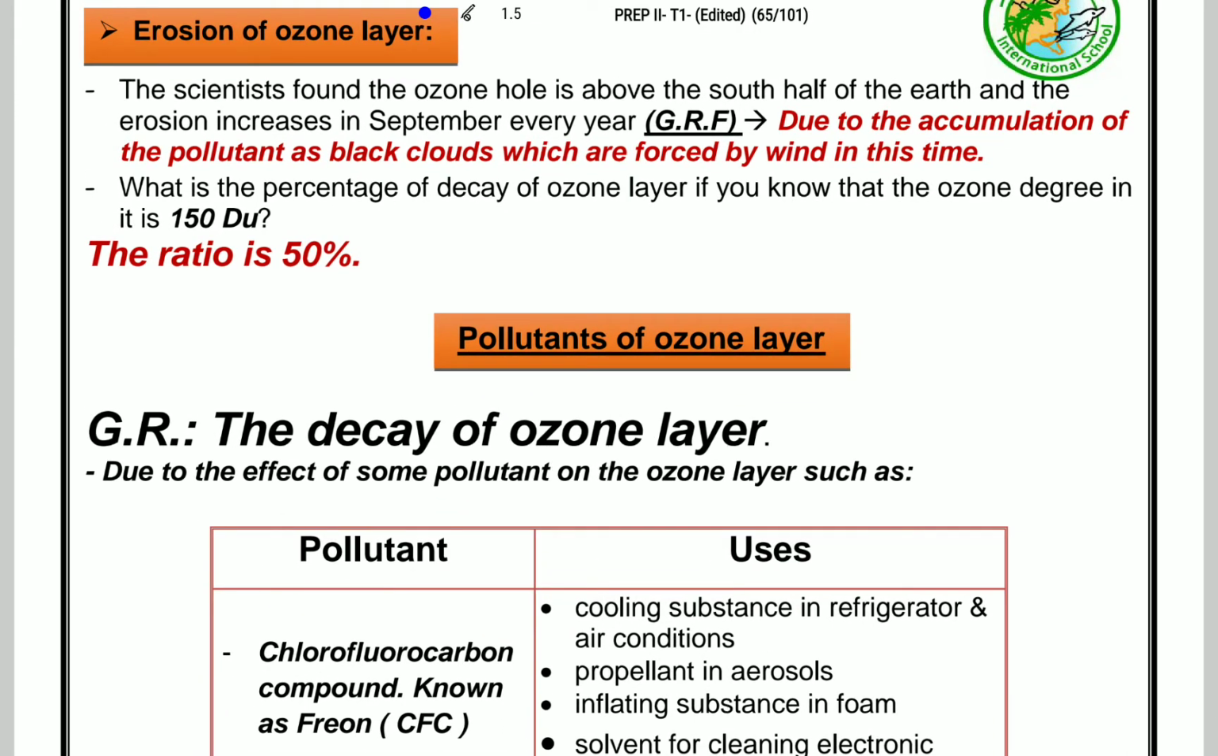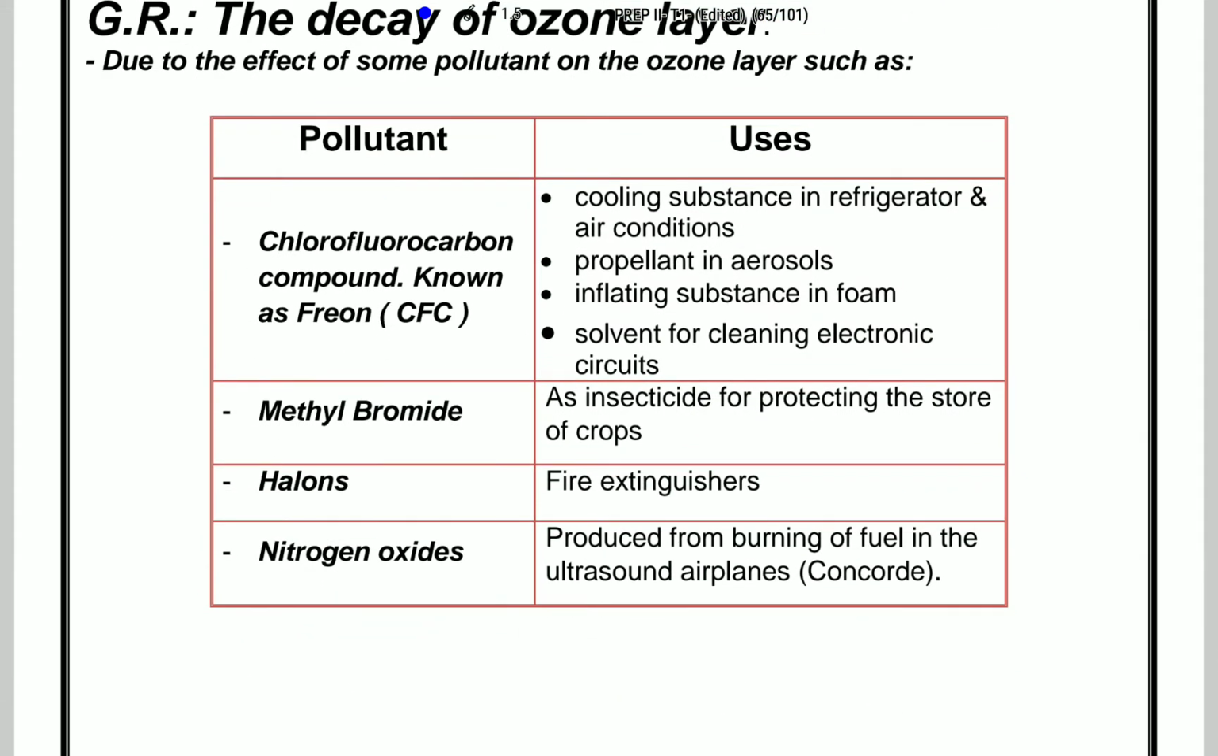Erosion of the ozone layer. Why is the ozone layer eroded? The erosion of the ozone layer is caused by many pollutants. The first pollutant is called CFC, or chlorofluorocarbon compounds, which is commercially known as freon.